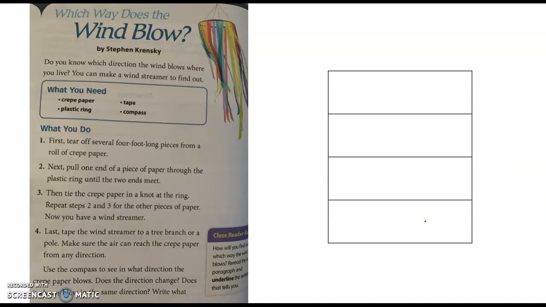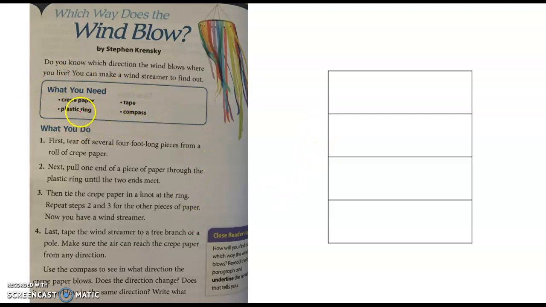So here's my text. It's called, "Which way does the wind blow?" Do you know which direction the wind blows where you live? You can make a wind streamer to find out. Now, if I'm not sure what a wind streamer is, I can actually look at the photograph and see what a wind streamer is.